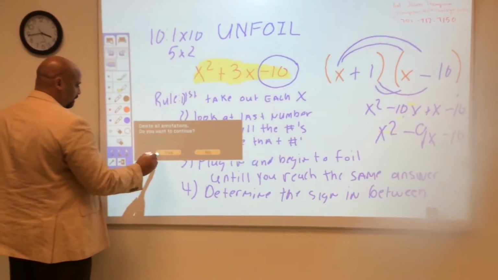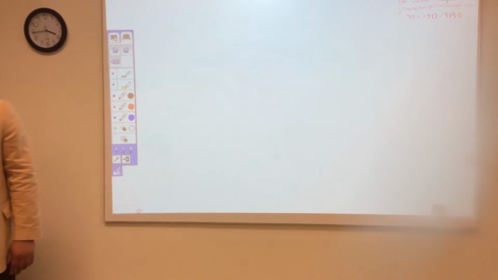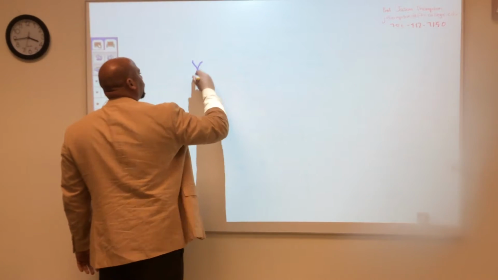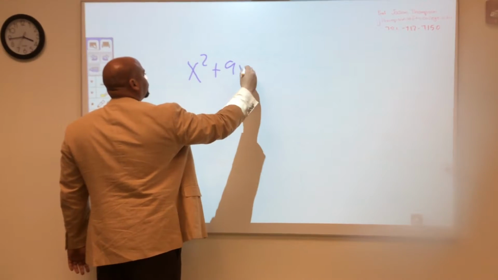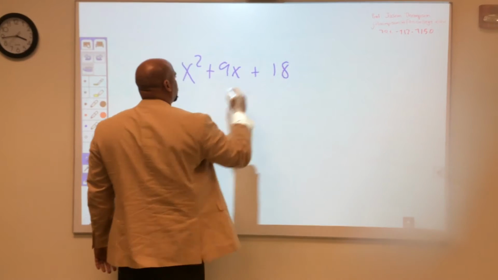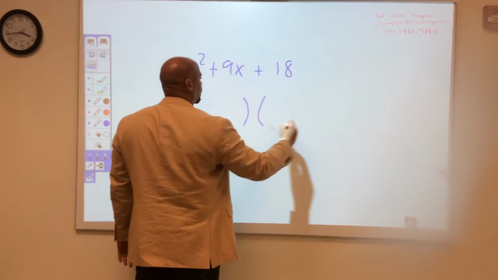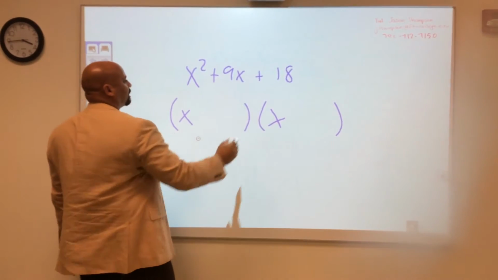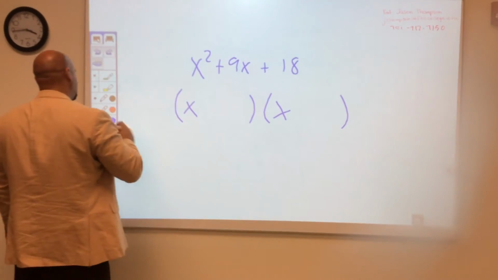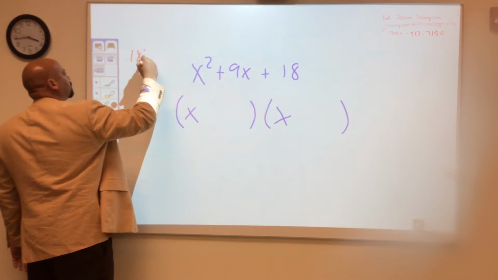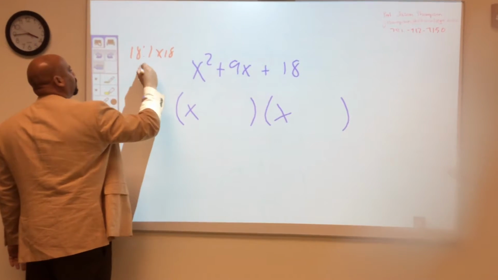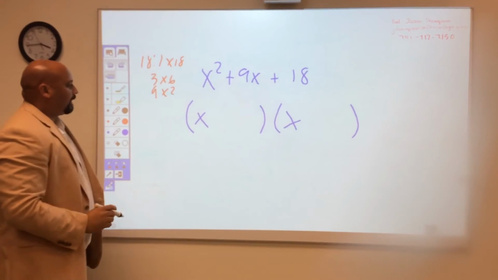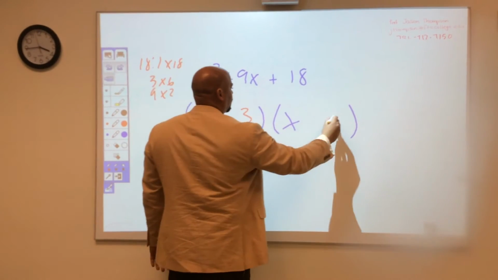You saw that. I'm going to try this one, and this one is x squared plus 9x plus 18. So I'm going to do a binomial. I'm going to take out each x. I'm going to put an x and an x, starting with that. And the last number is 18, so I find all the numbers that make 18. Numbers that make 18 are 1 and 18, 3 and 6, and 9 and 2. I'll try 3 and 6 here, and I'll FOIL out and see if it works.